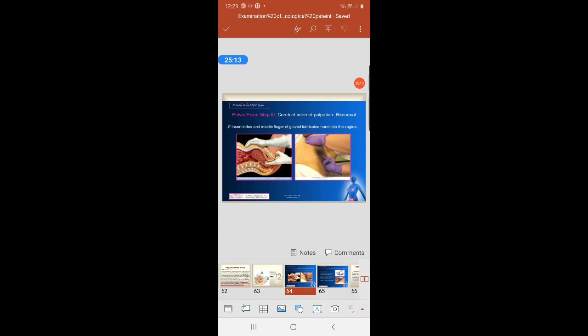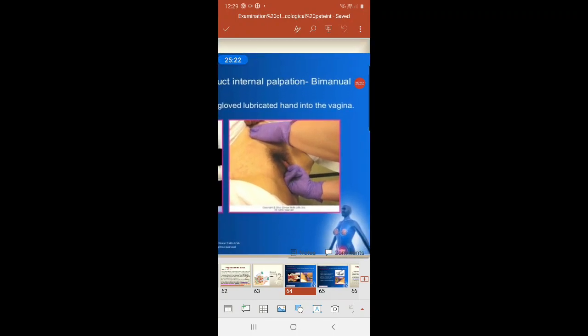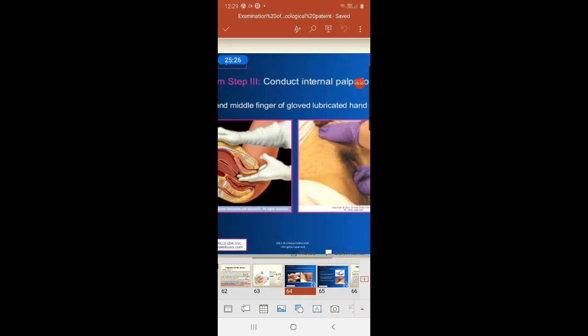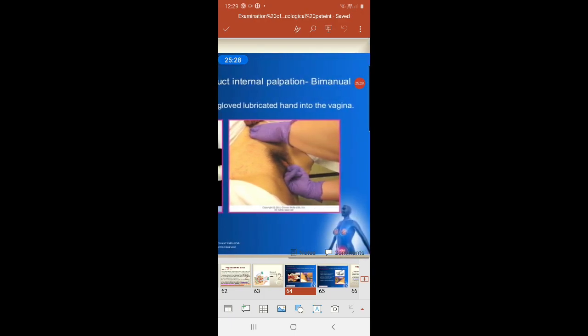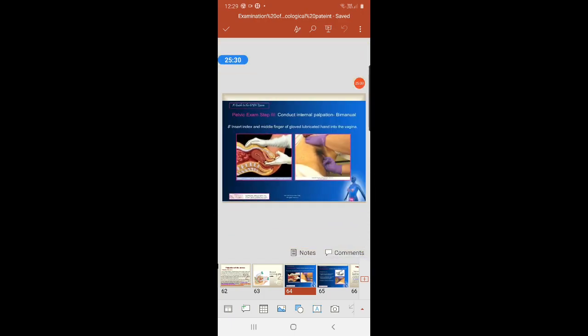Next is about the pelvic examination step. Conduct internal palpation by the manual method. Insert the index finger and the middle finger of the gloved, lubricated hand into the vagina. So this is the method of the bimanual examination: the two fingers inside and one hand above the pelvic region.